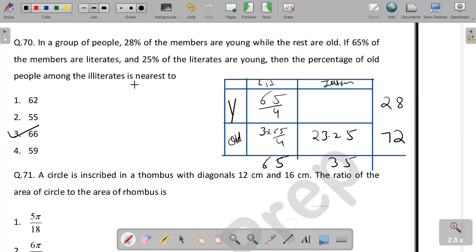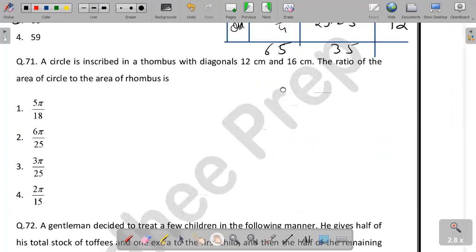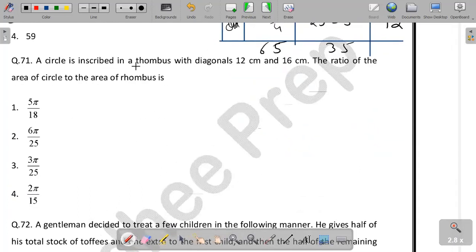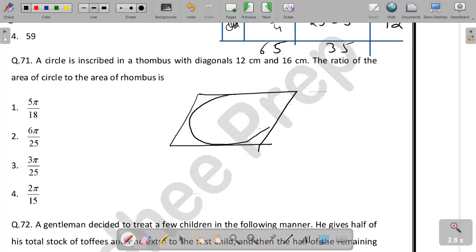Focus on this thing. If it is written nearest to, that means your answer is coming in the decimals most probably. A circle is inscribed in a rhombus, not a thrombus but a rhombus, with diagonals 12 and 16. Okay. So now you know that the diagonals are bisected in the rhombus and also perpendicular. So if this is one of the diagonals, this is another diagonal. This length is 8, this length is 6. This should be 10.